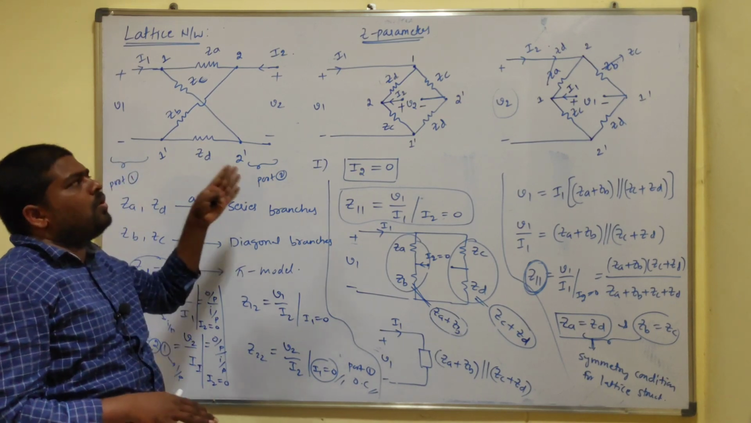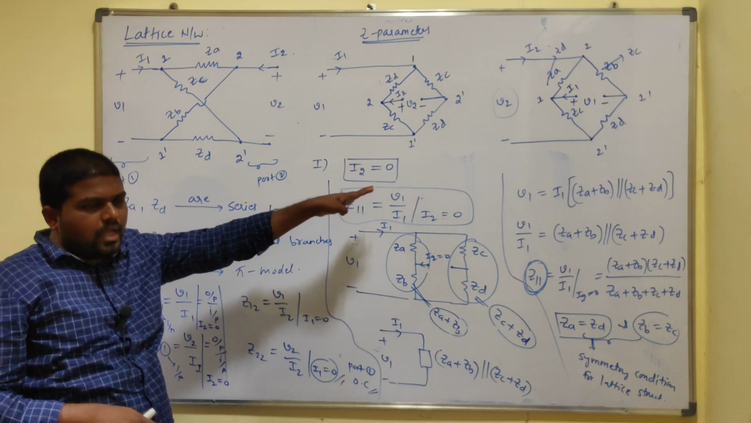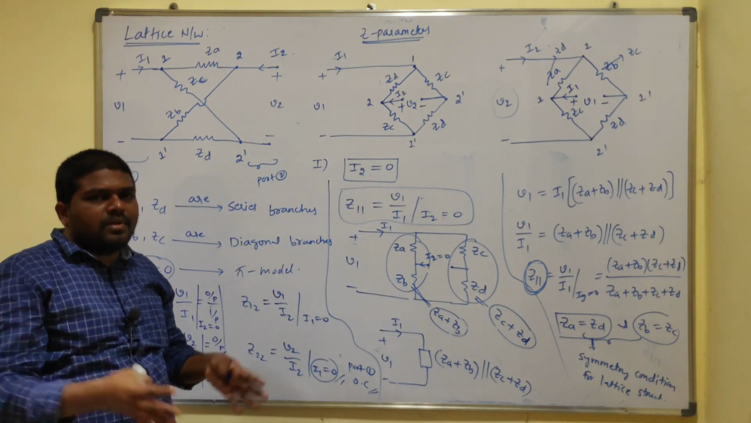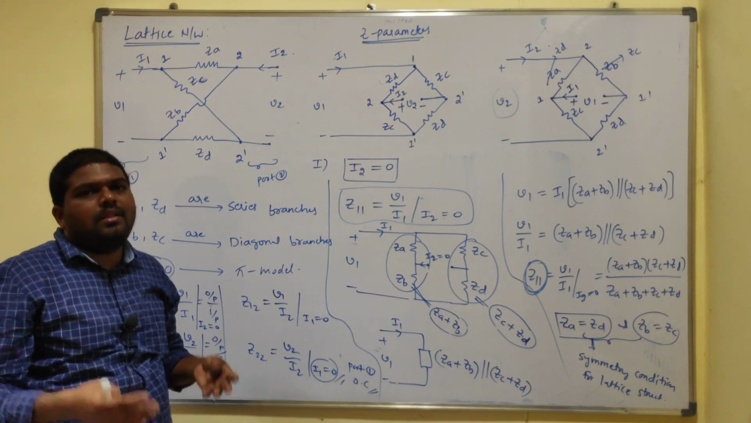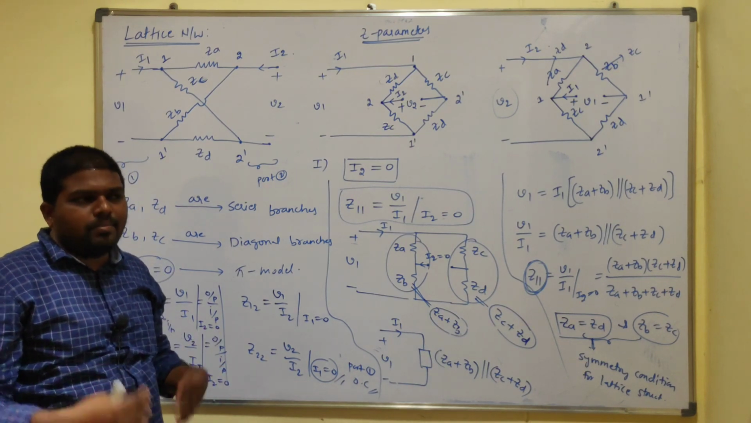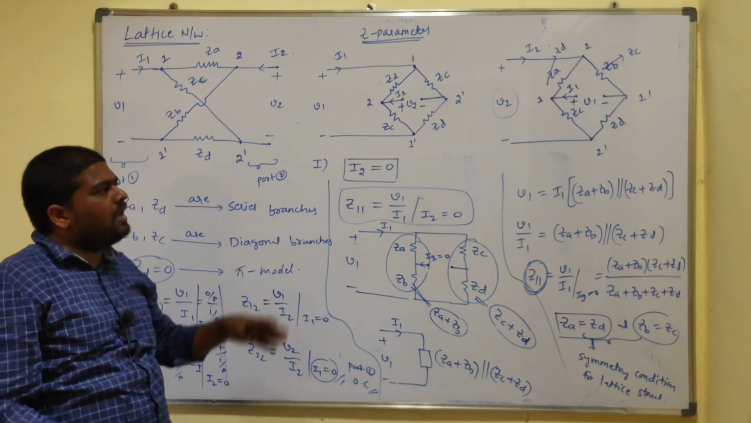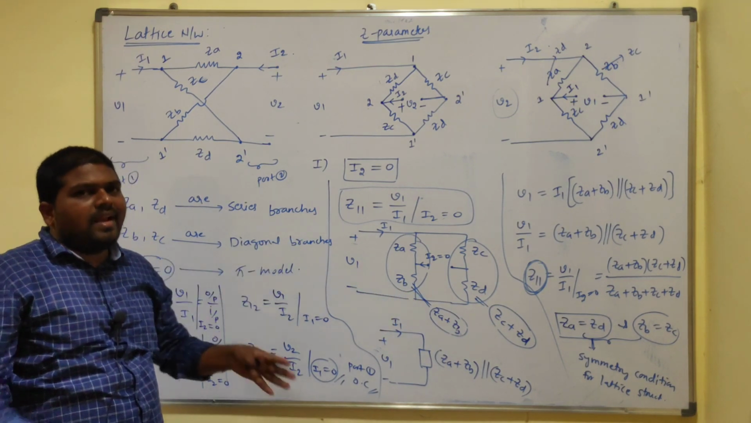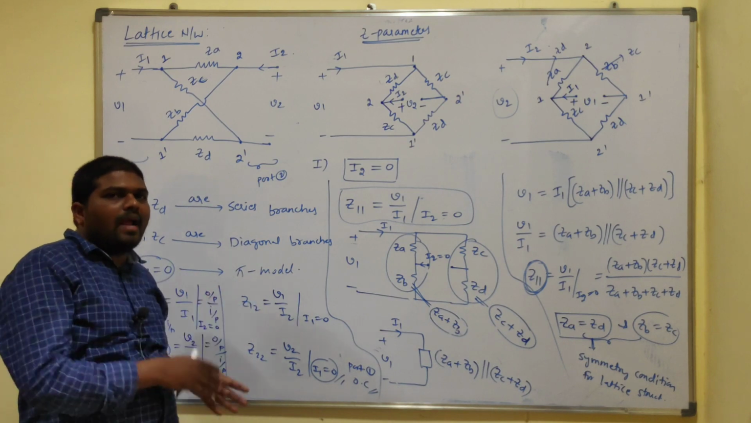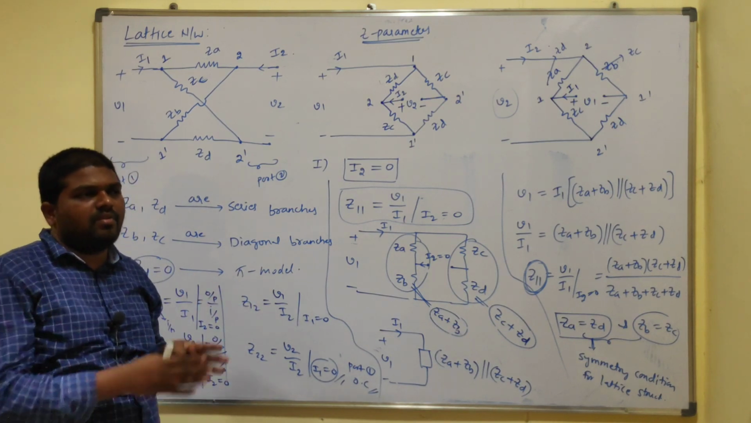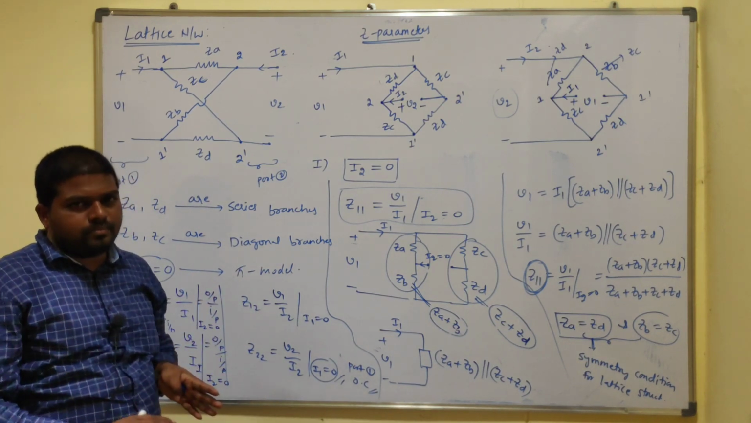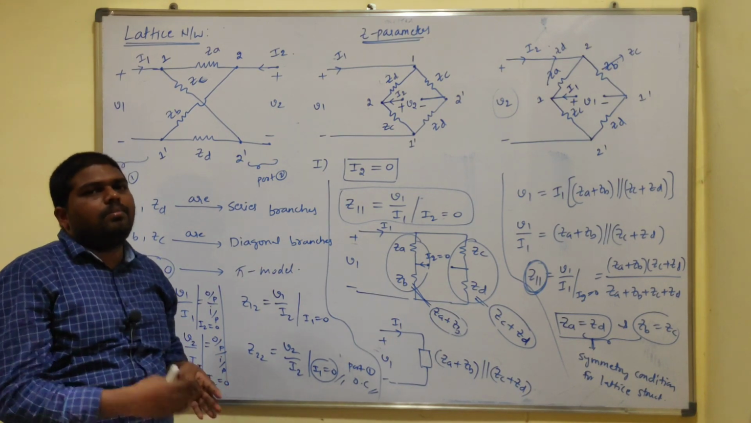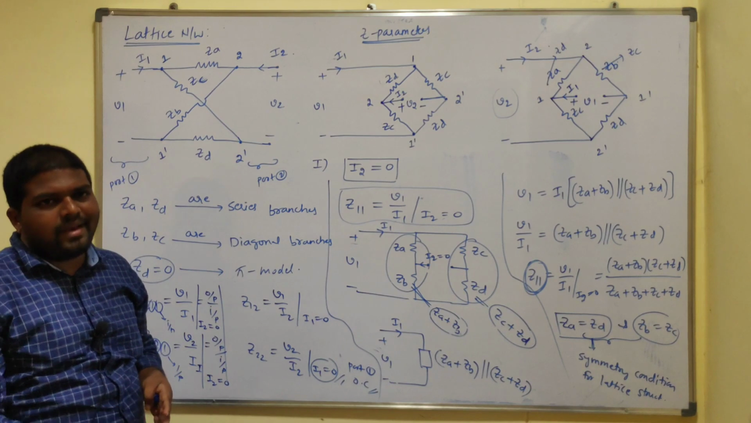If you observe port 1, we have a certain network. If you observe port 2, you get some other network, and both observations are not equal. Then that network is called an asymmetric network. But here, by making ZA equal to ZD and ZB equal to ZC, we get the same network from port 1 and port 2. That means it follows the symmetry condition.